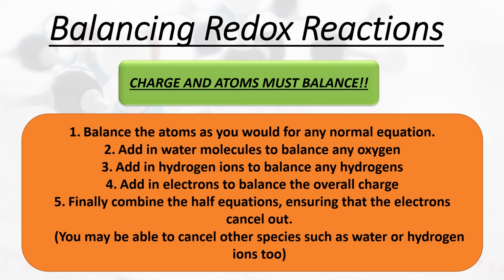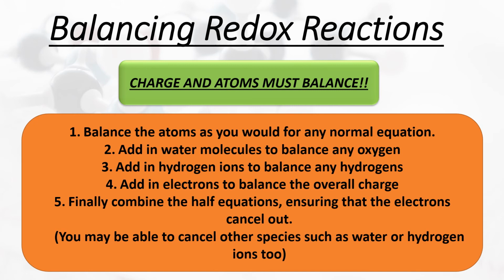Then, if we've got any excess oxygens, we need to add water molecules to balance those oxygens. By adding water in, we introduce oxygen atoms to balance the oxygen atoms we have. Then, by introducing water, we've added hydrogen in, and so to balance the hydrogens, we add in hydrogen ions, protons, H+. And then finally, having added hydrogen ions, we've now introduced charge, and so we add electrons to balance the overall charge, to make sure the charge on the left-hand side and the right-hand side matches up.